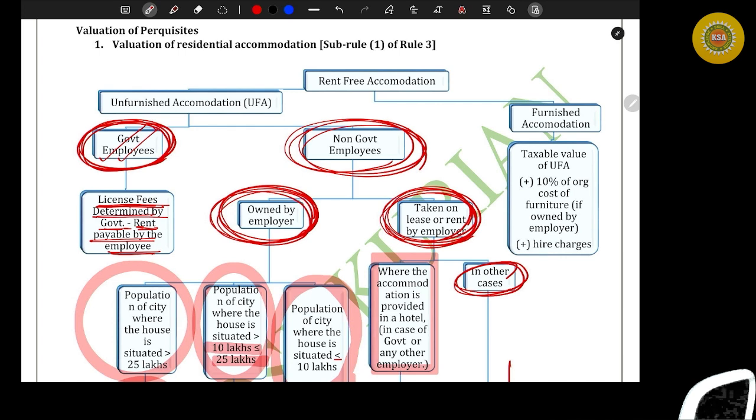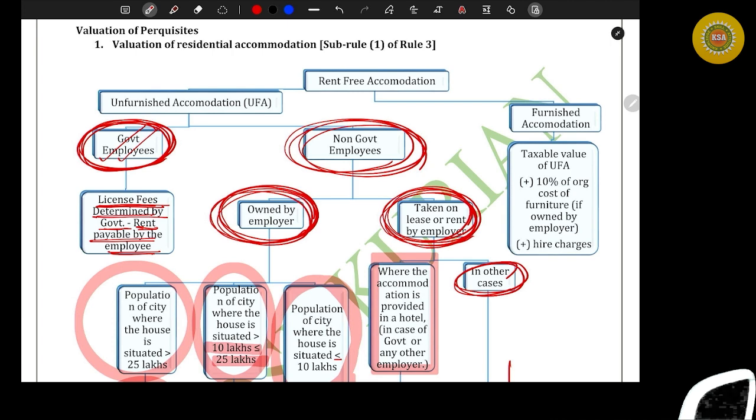Whether it is furnished or not furnished, there is a structure. Yes or no? So if it is a furnished accommodation, then what to do? Taxable value of unfurnished accommodation. How do you value unfurnished accommodation? That's what we have learned earlier. You compute the taxable value of unfurnished accommodation, then add 10% of the original cost of furniture if owned by the employer.